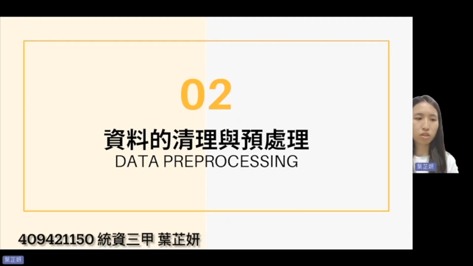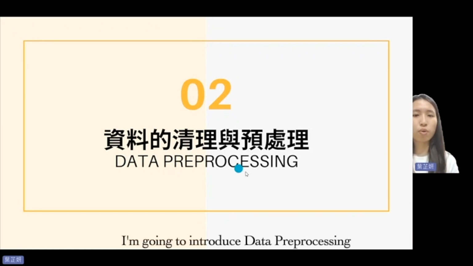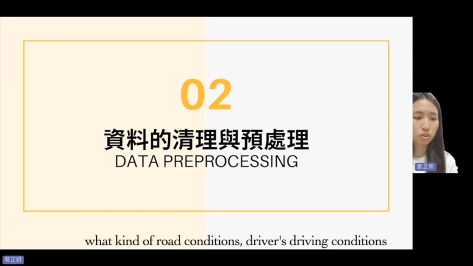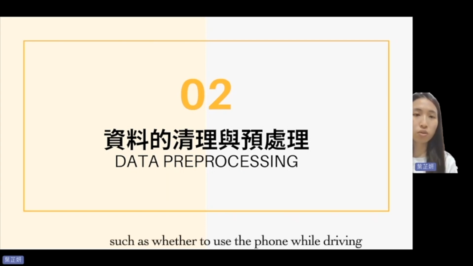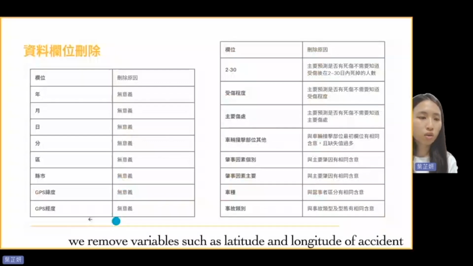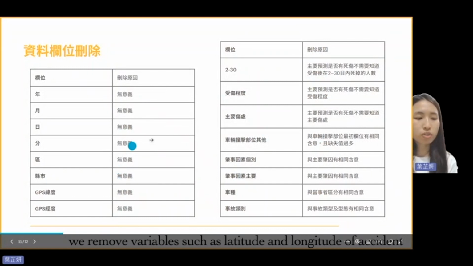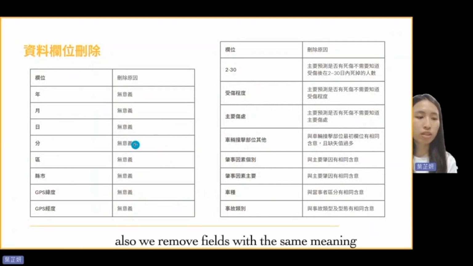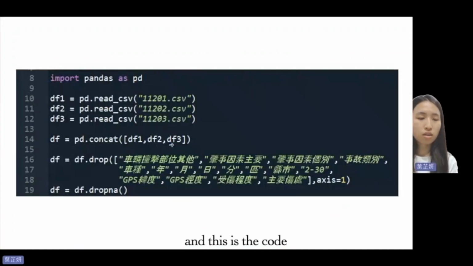My name is Ye Zhiyuan, and I am going to introduce data preprocessing. Because our research goal is to predict what kind of road condition, driver's driving conditions, such as whether using a cell phone while driving, vehicle impact part, weather condition, and accident cause, matter, we remove some variables such as latitude and longitude of the accident. Also, we remove fields with the same meaning. And this is the code.